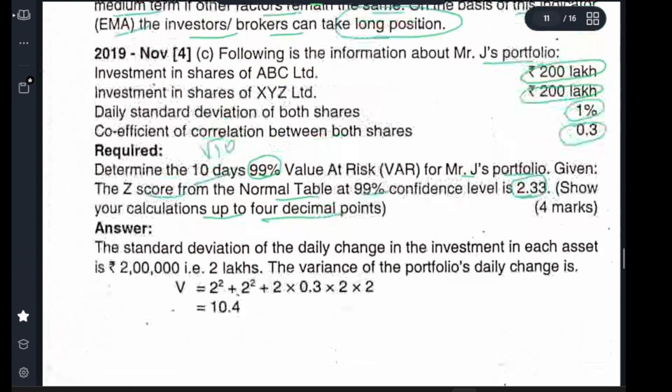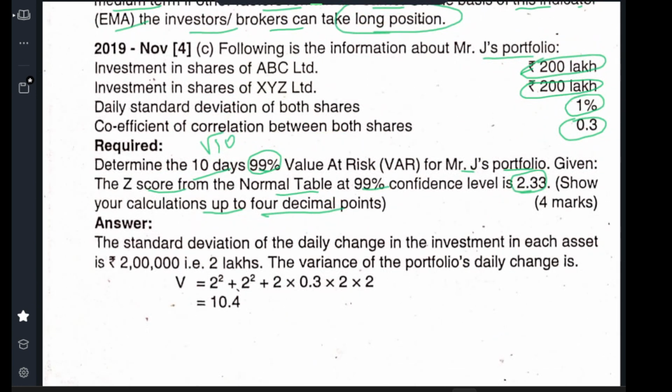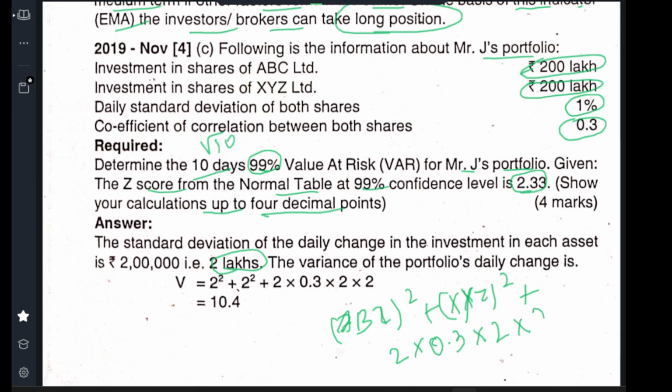Okay, we'll see what the risk is. 200 into 1 percent, how much? It's 2 lakhs. So the variation of the portfolio is ABC risk whole square plus XYZ risk whole square plus 2 into the coefficient, 0.3, into 2 into 2.